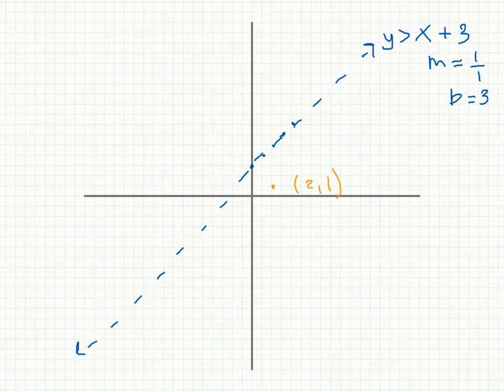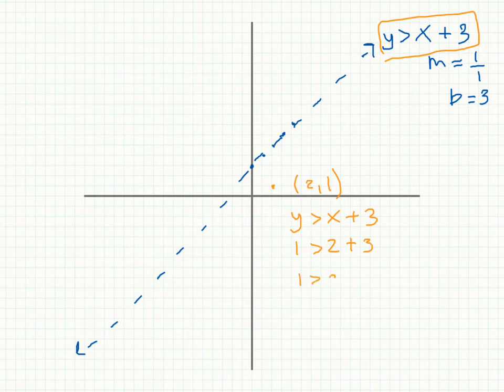We are testing to see whether or not 2, 1 is included in this inequality up here. So in order to do that, we're going to substitute 2, 1 back into y is greater than x plus 3. Instead of y, we're going to substitute the y value, which is 1. Instead of x, we're going to substitute the x value from up here, which is 2. And then 1 is greater than 2 plus 3, which is 5.